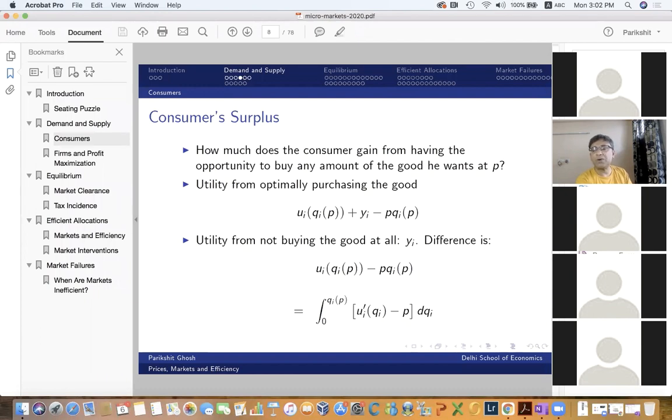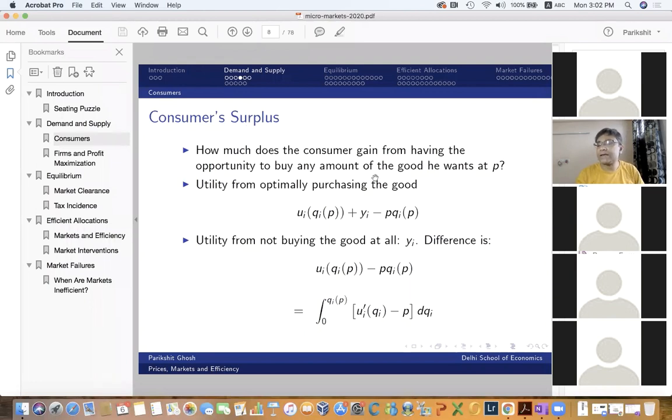Will it go down, go up, by how much, etc.? So a measure of welfare is very, very critical, and we want a precise and workable measure. So in this case, we can work with something called the consumer surplus. And what is consumer surplus?